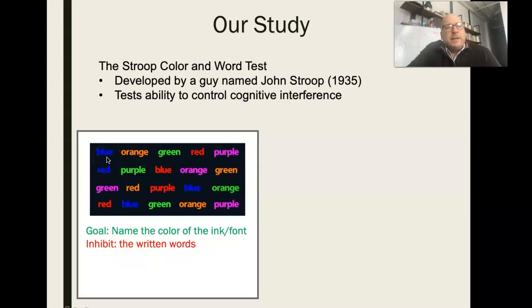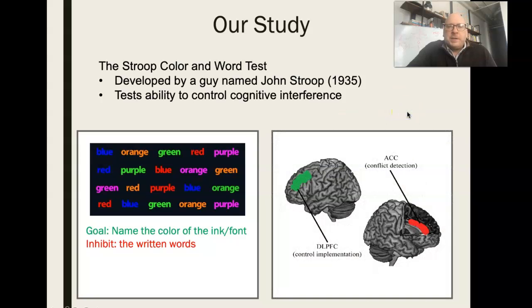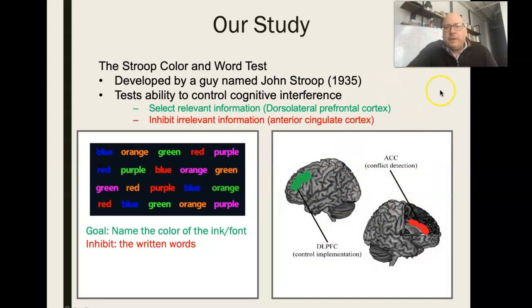So this first line here, you've got blue written in blue, orange written in orange, green written in green, and so forth. But on the second line, notice here, this is blue, green, red, purple, orange. You have to inhibit the written word to name the color of the ink or the font. It sounds like a party trick. It's actually kind of important. So like what we've realized today is that attention is actually 2 separate things.